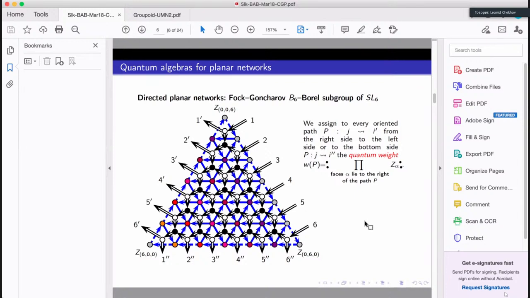Again, I didn't have time to mention a difference between GLN and SLN. This is not so important when we consider planar graphs, but it becomes important when we consider arbitrary surfaces. But here again, you can see on this slide the example of the network that we usually have in mind when we are talking about the corresponding monodromies.